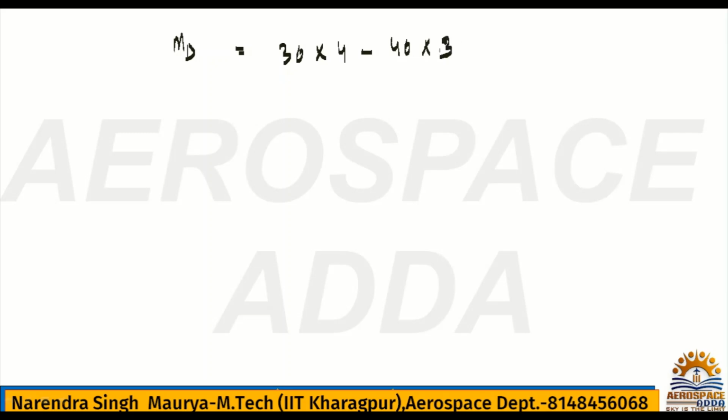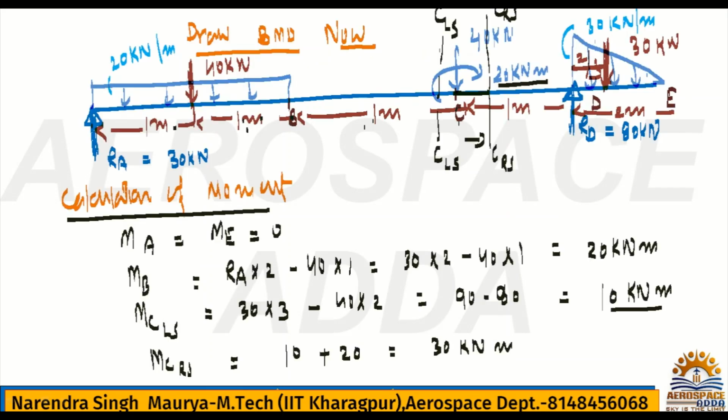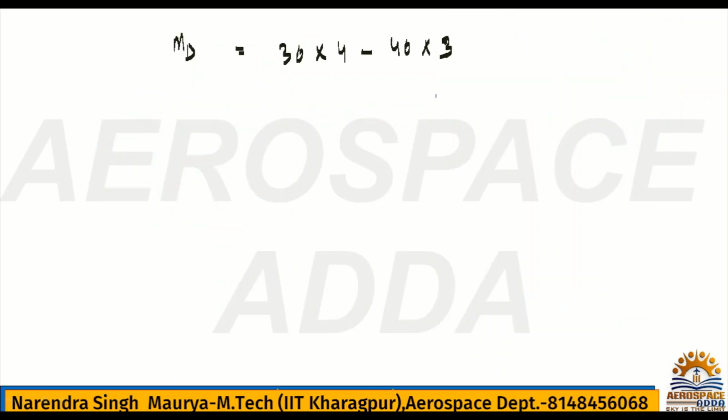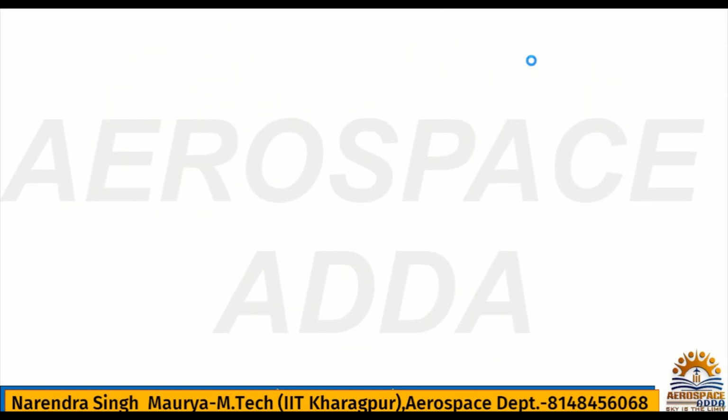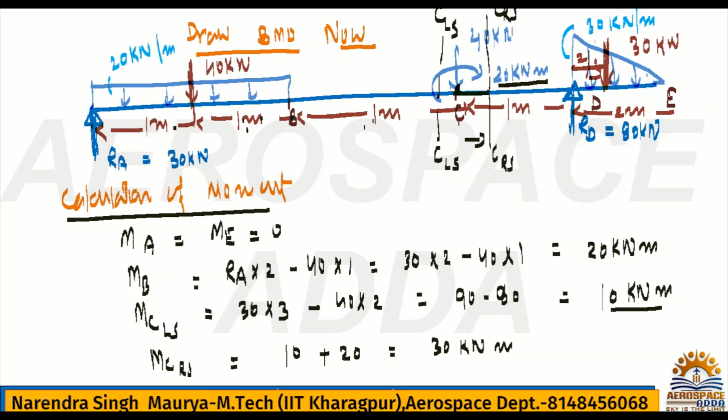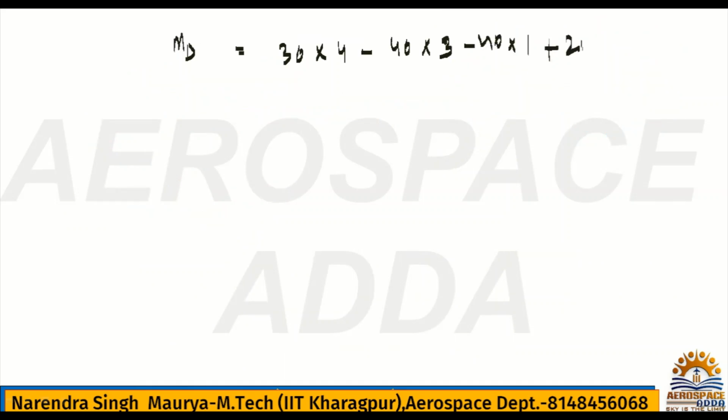Minus, see this 40 kilonewton will give anti-clockwise moment. So 40 into 1 plus 1 plus 1, that means 40 into 3, right? Then this 40 kilonewton is also acting at point C, which will give anti-clockwise moment. So 40 into, what is the distance? For D it is 1 meter. And at C clockwise 20 kilonewton meter is acting, so that will be added because it's a clockwise moment. What is the MD? 30 into 4 is 120, minus 40 into 3 is 120. This will cancel out, minus 40 plus 20, minus 20, right? Minus 20.